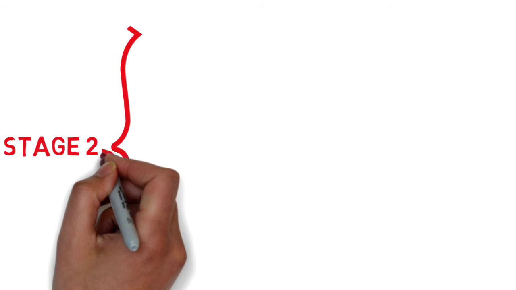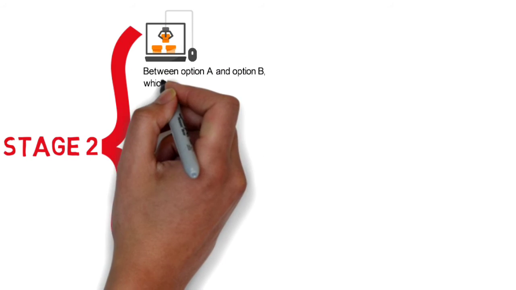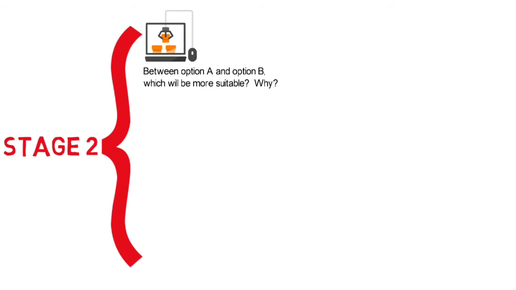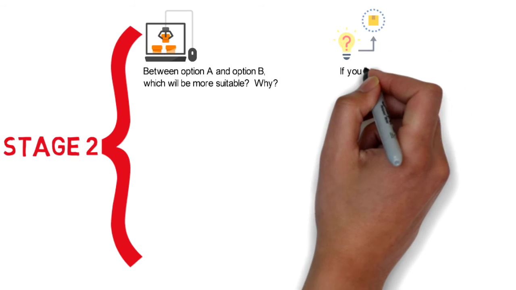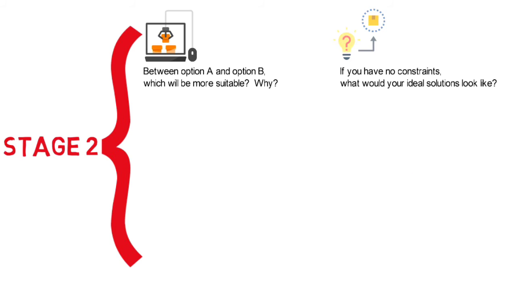For stage 2, to explore viable options and map out the customer relationship structures, these could be: between option A and option B, which will be more suitable and why? This is a clarifying question about comparing between options. If you have no constraints, what would your ideal solution look like? And this is to reframe, to explore what could be ideal options.